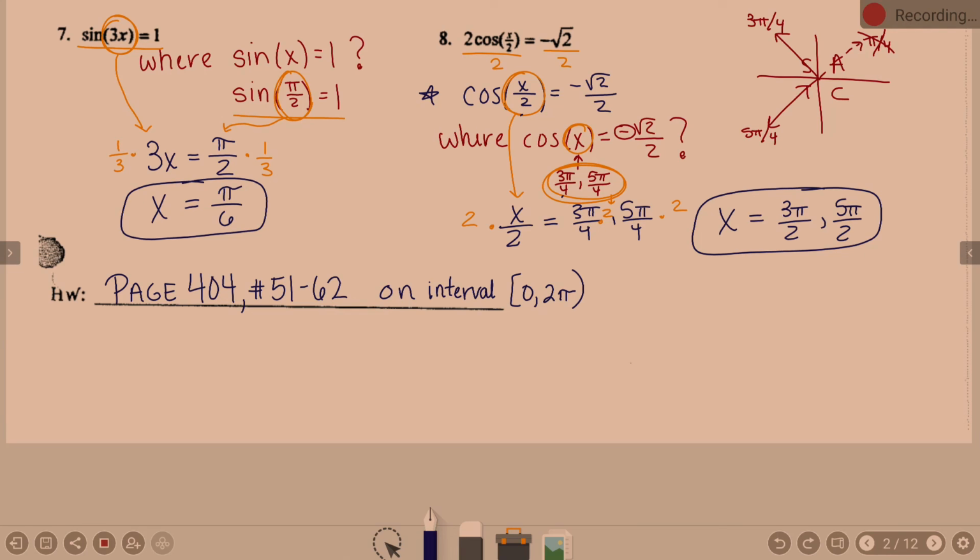Now, the homework that you guys worked on last night was page 404, 51 to 62. I just wrote on there on intervals 0 to 2 pi, and that's just saying what I've already taught in class, that you're just going once around the circle, right? I don't need to know that, okay, well, if 3 pi over 2 is an answer, then when I go around the next time, it's going to be this. When I go around the next time, it's going to be this. Because we could give answers all day, and we don't want to do that. So, okay?